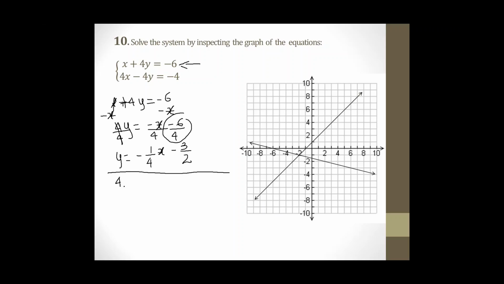Next one, I have 4x minus 4y equals negative 4. Going to subtract 4x from both sides. Negative 4y, like I said, is in my best interest to put the 4x first. Then I'm going to divide by negative 4, divide by negative 4, divide by negative 4. This cancels out, so y equals 4 over 4 x, which cancels out to 1, so I don't need to write the 1. And this negative 4 over negative 4 gives 1, so I need to write the 1. So I have y equals x plus 1.